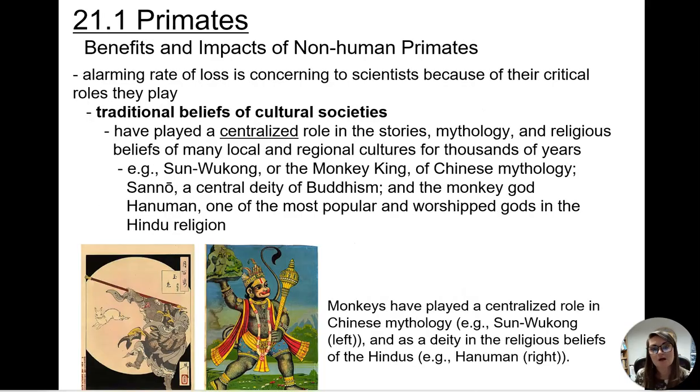Now, traditional beliefs of cultural societies are going to have played a centralized role in the stories, mythology, and religious beliefs of many local and regional cultures for thousands of years. Example, we have Sun Wukong, or the Monkey King, in Chinese mythology. We have Sano, a central deity of Buddhism. We have the monkey god Hanuman, which is going to be one of the most popular and worshipped gods in the Hindu religion. So here you see some of these down towards the left-hand side of the screen.